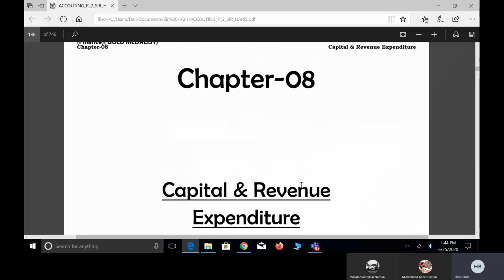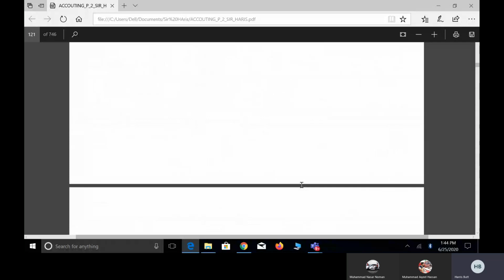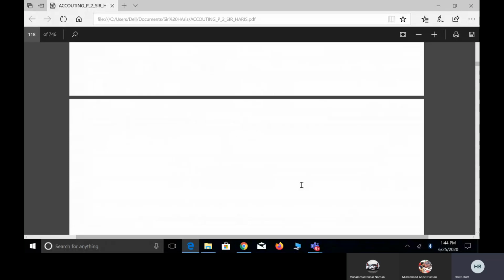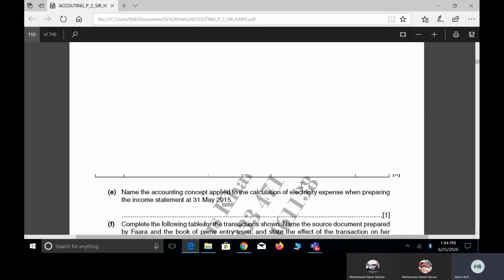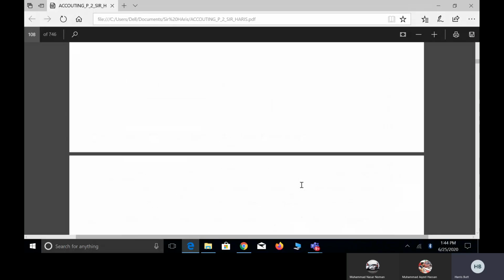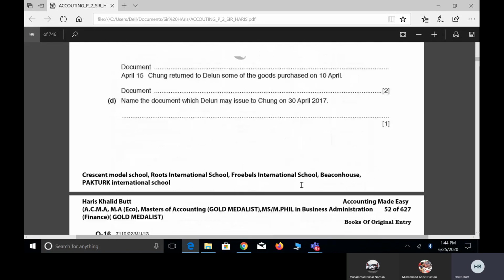I want you to solve through this chapter, from your book, 24.7 and 24.8. You need to solve it and send me the solution of 24.7 and 24.8 through WhatsApp. What I want you to do for that is, you are only supposed to write.